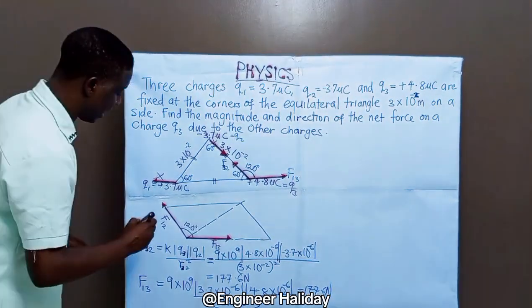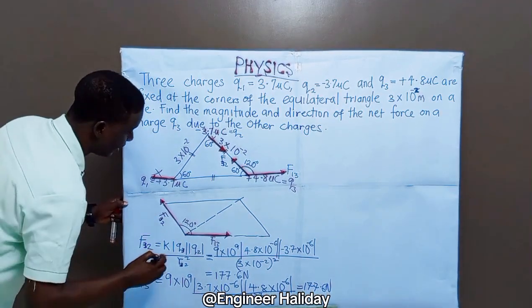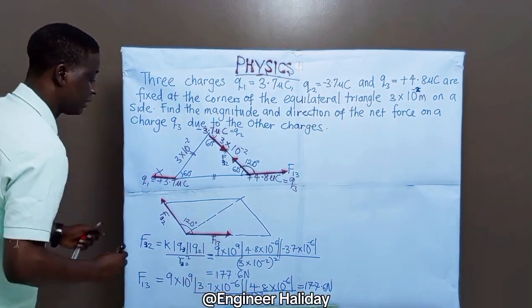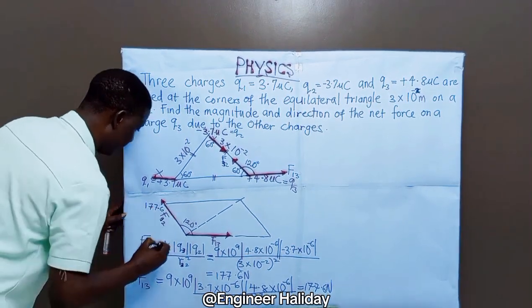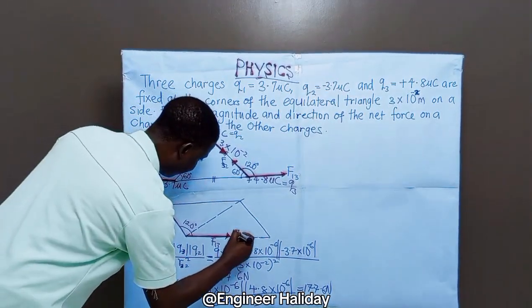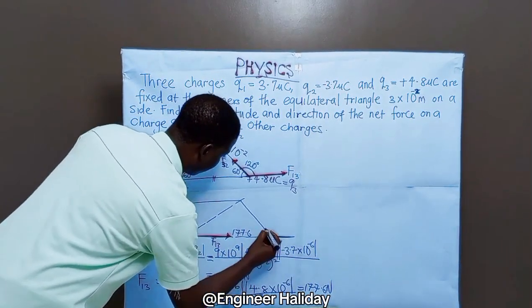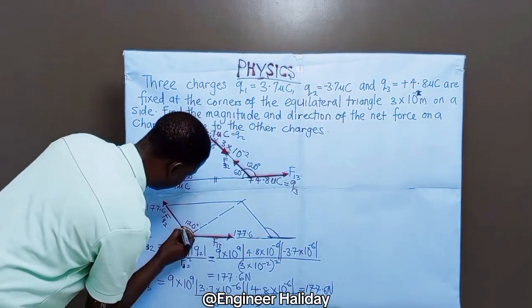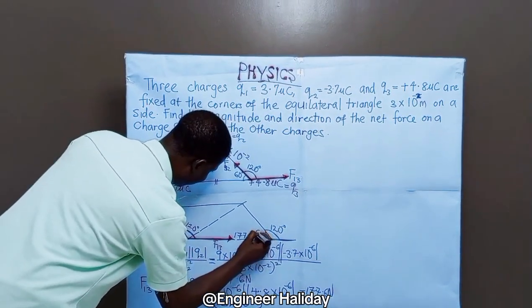We'll now write it here. This is 3, 2 and this is 1, 3. So that means this one is 177.6. Here is also 177.6. And don't forget, corresponding to this place, which is 120, here will now be 60.